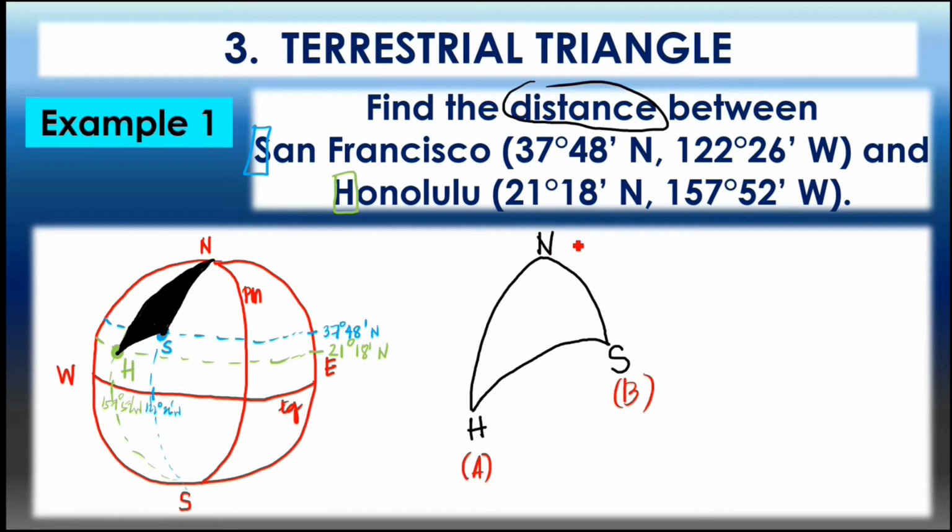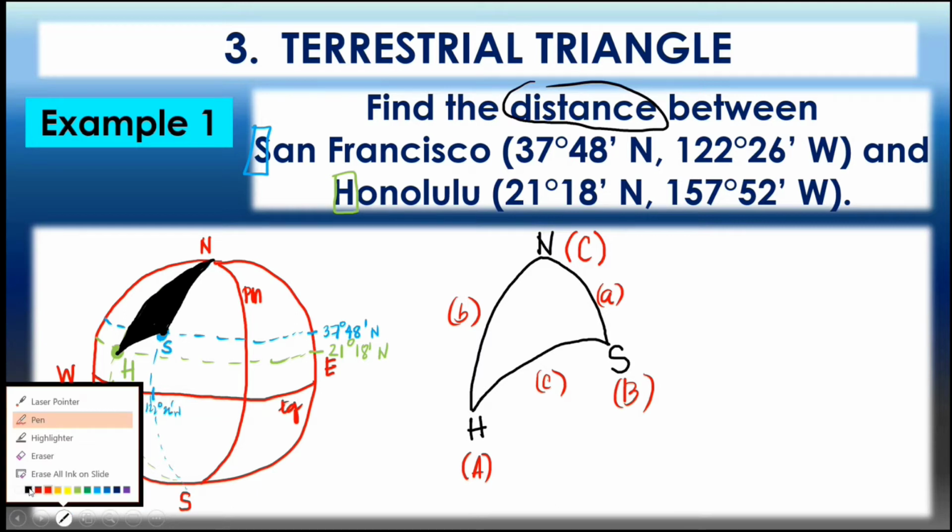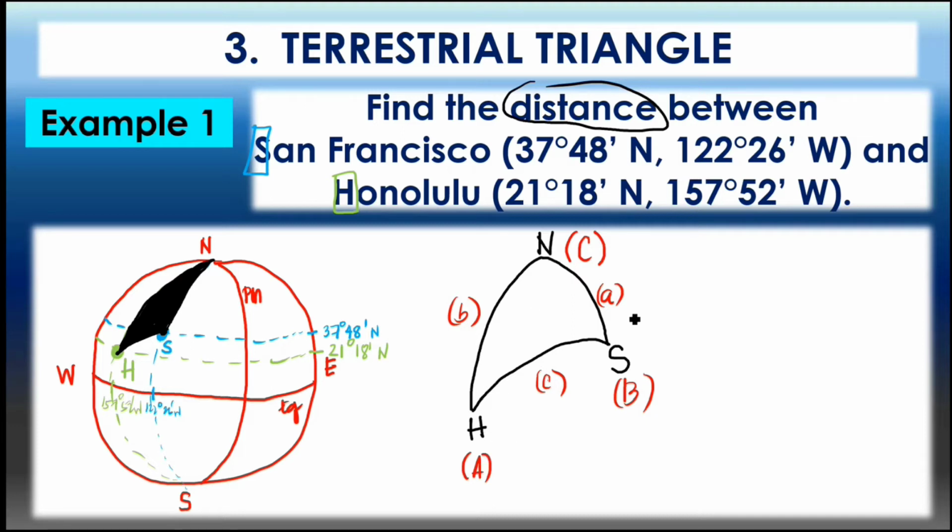And then the North, we assign here the letter C, the big C. This means the sides opposite the big A, big B, and big C. So we can already assign letters: opposite the big A, we have the small a; opposite the big B, the small b; and opposite the big C, the small c. By the way, in terms of the original letters, this is H, then this is S, and then this is N.